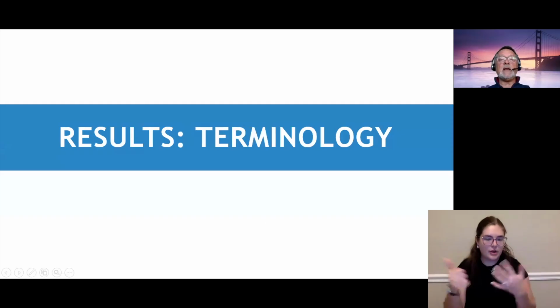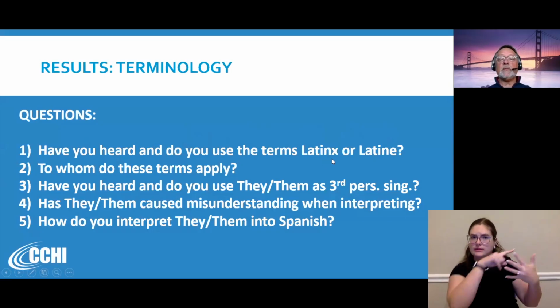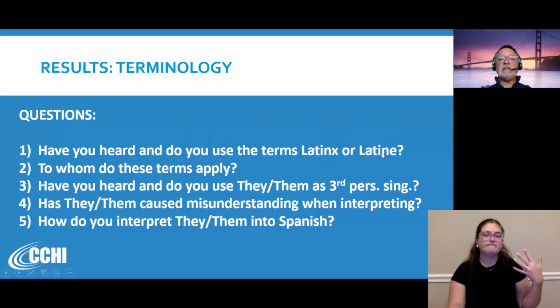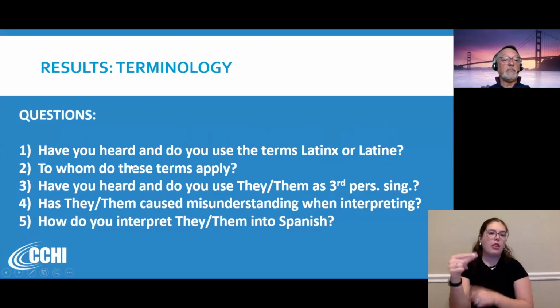So let's take a look at terminology first. Here are some of the questions we asked. Have you heard and do you use the term Latinx or Latine? Latine is another gender neutral version that has been coined in Spanish. To whom do these terms apply?